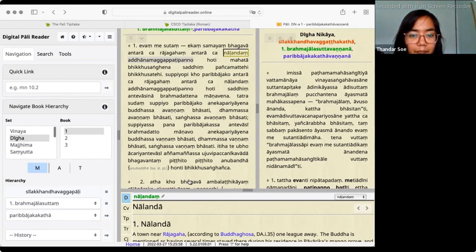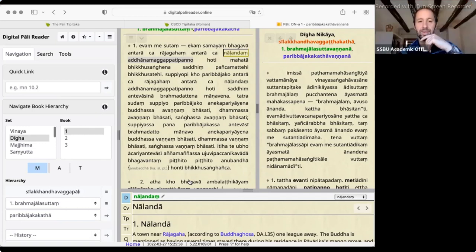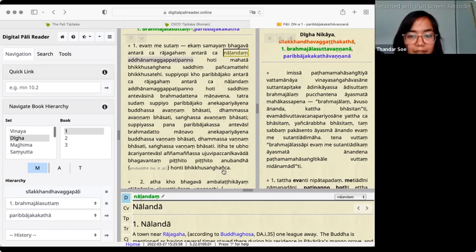And in another sentence, Andevasi Brahmadato Manavo. It is also nominative, and it is the subject of pasati. Right. So we have this one here, and then in the next one, we have also the verb basati elsewhere. It's the same. And in the last one, iti ha te ubho Acharyantevasi, Anyamanyasa, Uju Vipachanika Vada, Bhagavantam Pitito Pitito Anumanda Honti, Vikusangancha. Yes. In this sentence, Ubato Acharyantevasi is subject and Hoti is the verb. Right. And this is plural form.